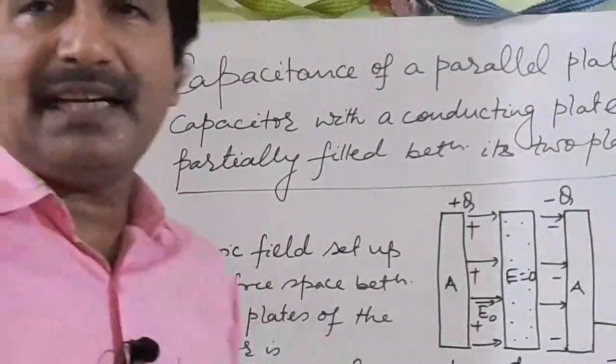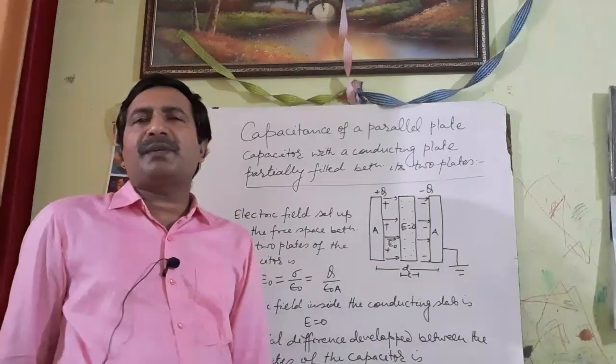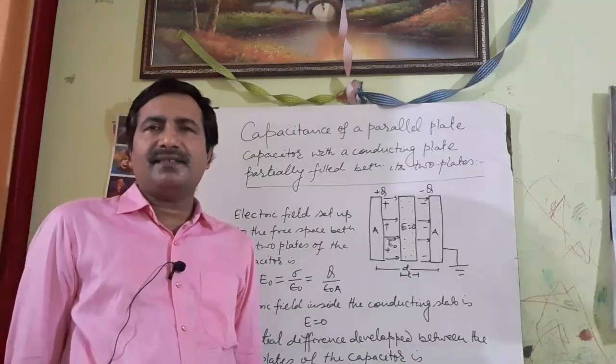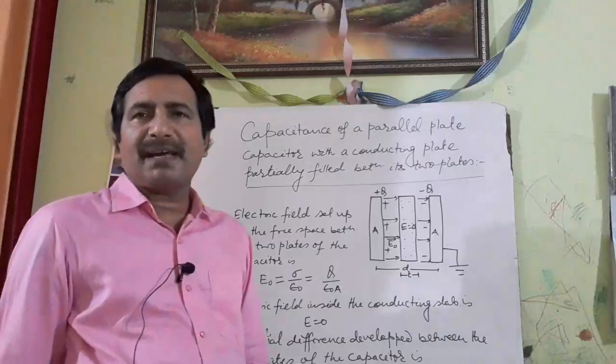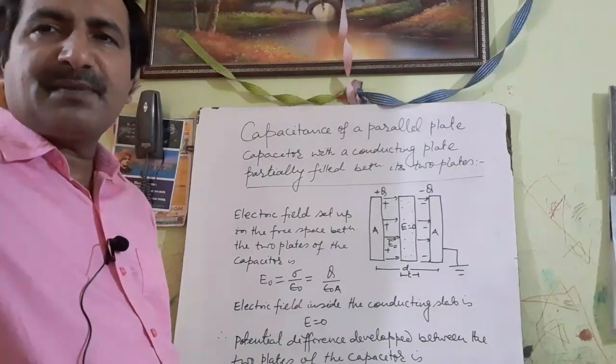Means if you insert a conducting slab between the two plates of the capacitor, the capacitance will increase. So this is the expression for capacitance of a parallel plate capacitor with a conducting slab between its two plates.